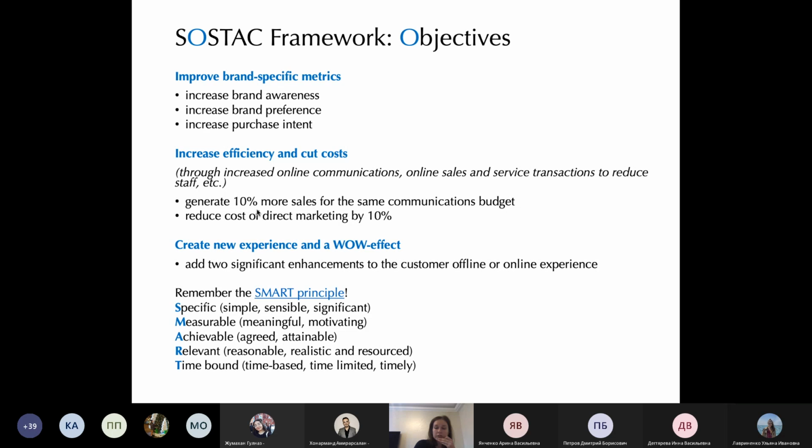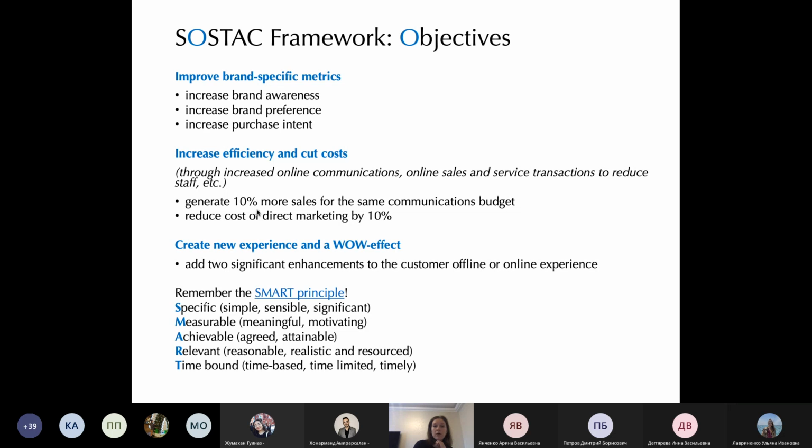Of course, when we talk about objectives, those objectives that will be in your marketing plans should correspond to the SMART principle, right? They should be very specific. They should not be interpreted in different ways. They should be concrete and specific. They should be measurable.